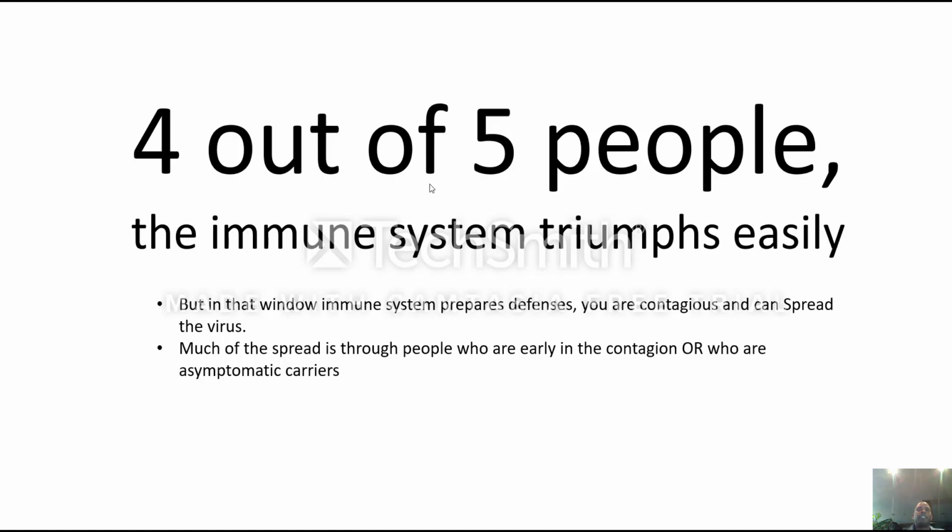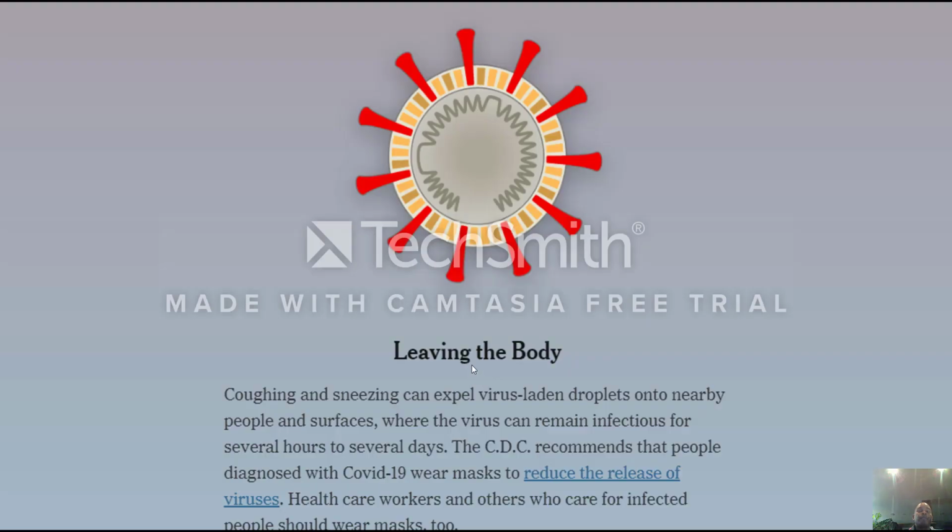So for most of you, 4 out of 5 people, your immune system is going to win. It's going to take a little while. You're going to have fevers and aches and you're going to feel ill, but your immune system is going to win. In that time that your body's trying to figure out this virus and destroy it, however, you're contagious. And often, right at the very beginning, you don't even realize you have the virus. And so you're able to spread it to other people.